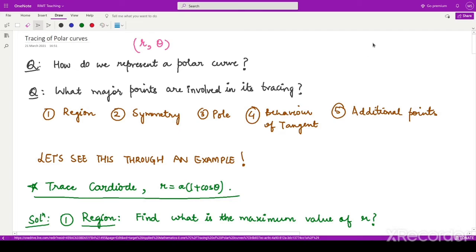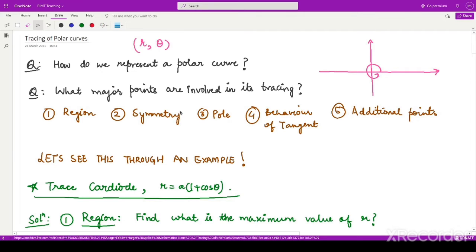So how are these coordinates represented graphically? Suppose this is one axis, this is another axis. The angle theta is this angle, when you go from this direction to this direction, then you have this angle, right?